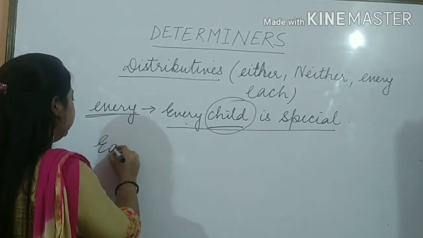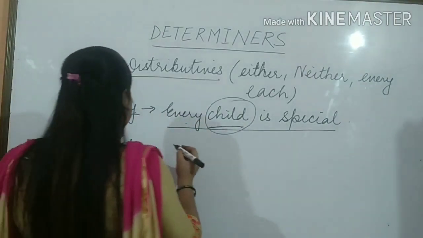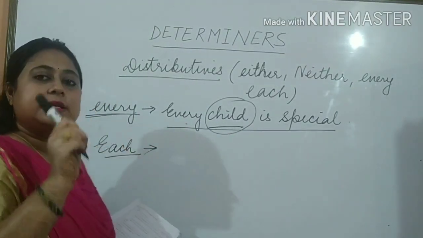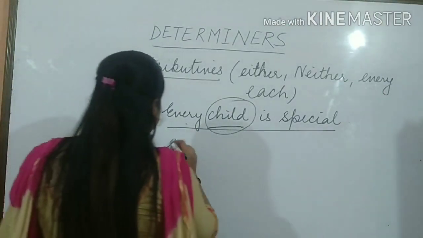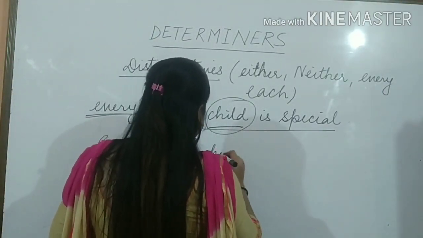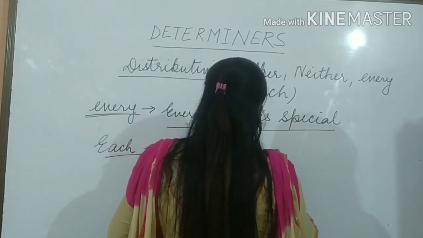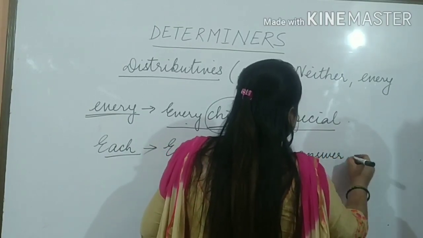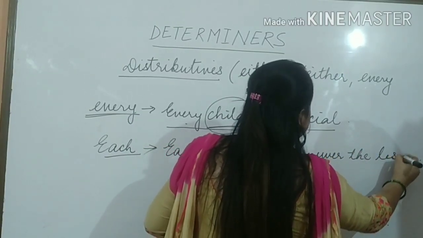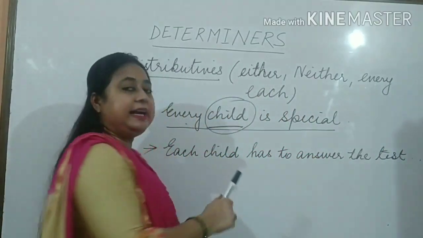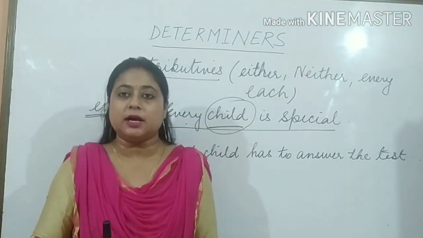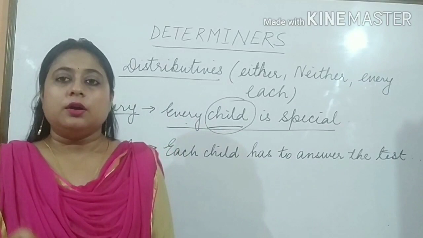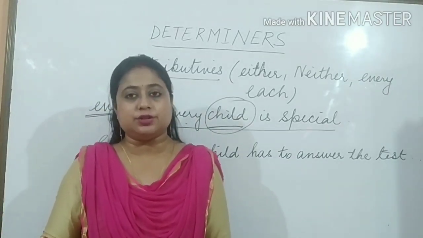And where do we use each? When we talk about any individual or any particular thing separately. For example, each child has to answer the test. Means each child individually needs to answer the test. That's why we have used each here. So I hope till here everything was clear to you all.